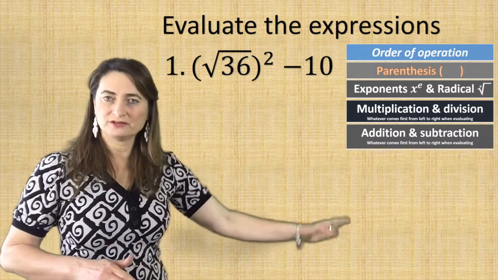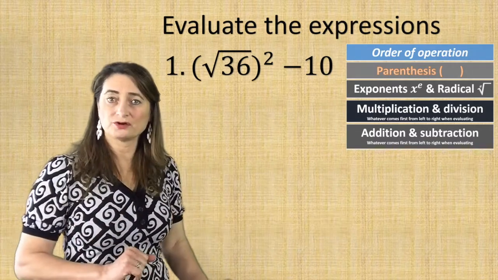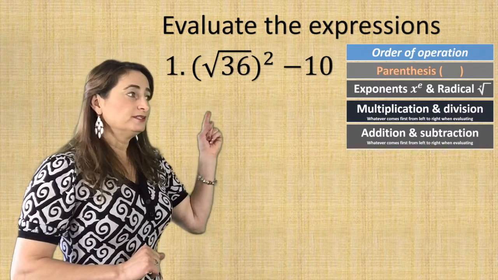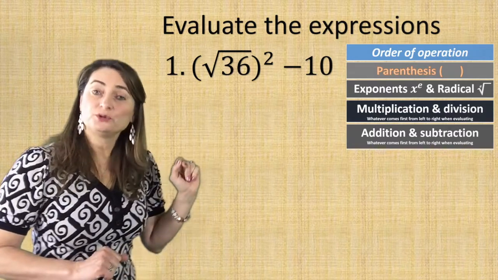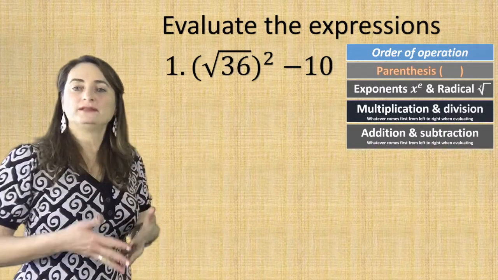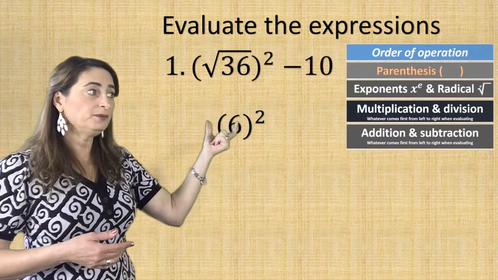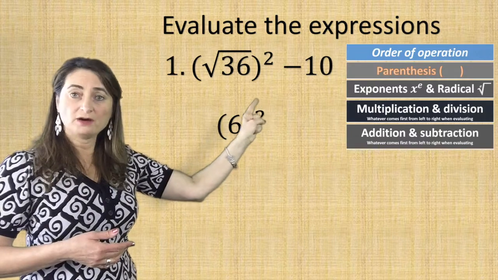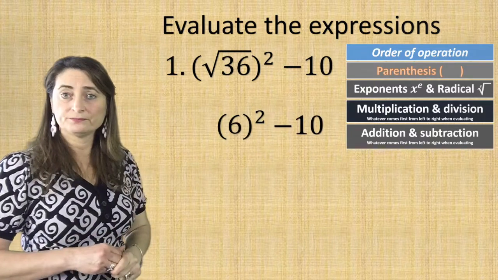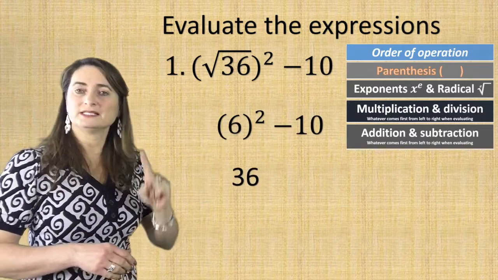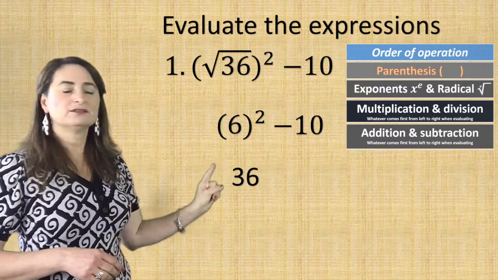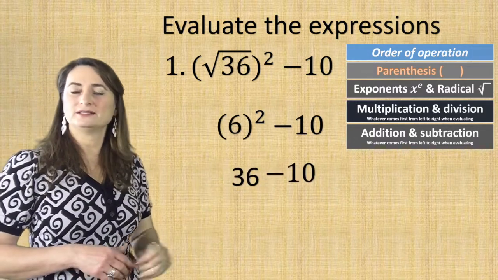Here's another expression to evaluate. Please follow the order of operations, otherwise you're going to get your answer wrong. Parentheses: what's inside the parentheses is the square root of 36, so evaluate that. The square root of 36 is 6, but make sure you leave it in parentheses, to the power of 2, and bring the minus 10 down. Now 6 squared means 6 times 6, which is 36, and bring the minus 10 down.